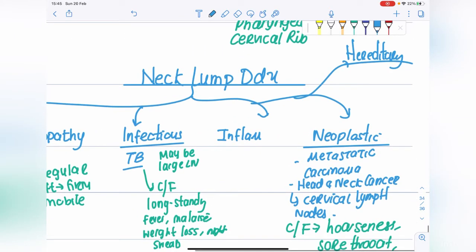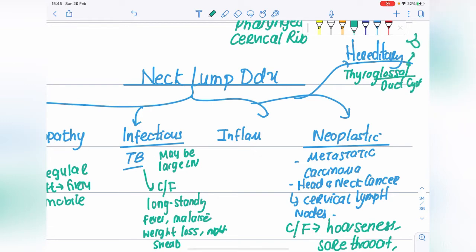Now, what's the inflammatory cause? Am I going to go on to inflammatory or hereditary? Hereditary. The hereditary cause can be a thyroglossal duct cyst, it can be a branchial cyst, and it can be a cystic hygroma. Is that how you say it? Okay. The thyroglossal cyst, as we mentioned earlier in the video, will present in the midline and it will move on swallowing and move on tongue protrusion.